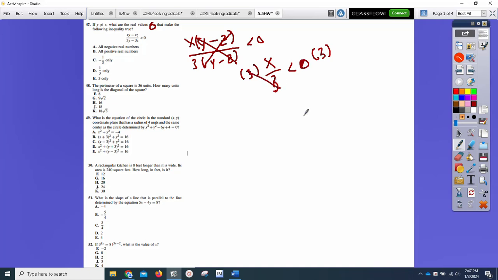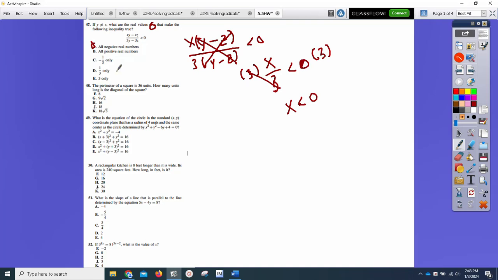The 3's cancel, and I know that x must be less than 0, because 0 times 3 is still 0. This is all negative numbers. So it's an easy problem.